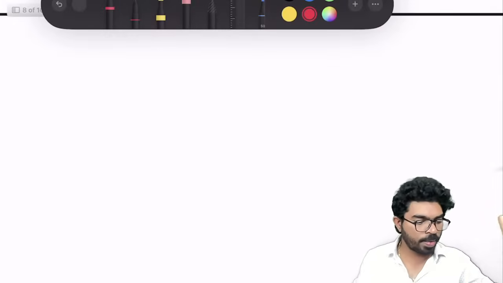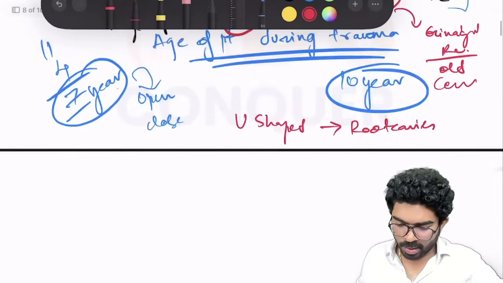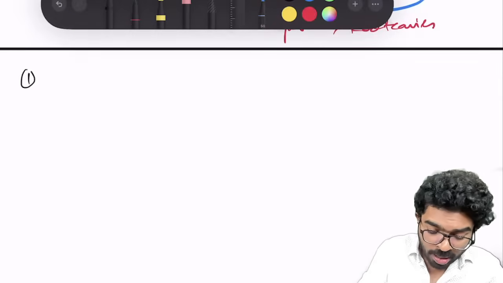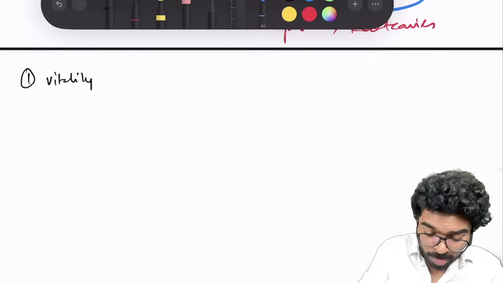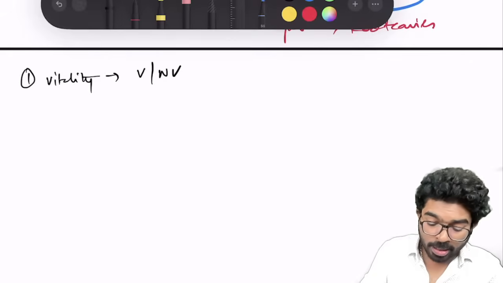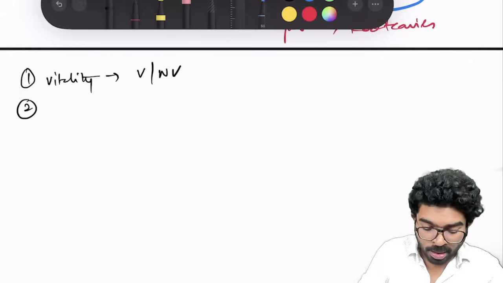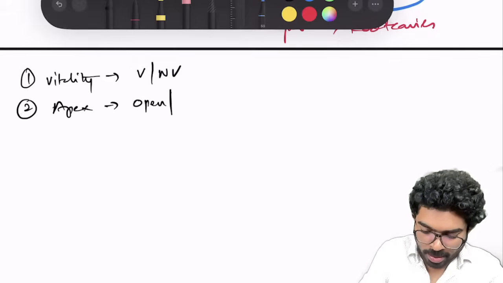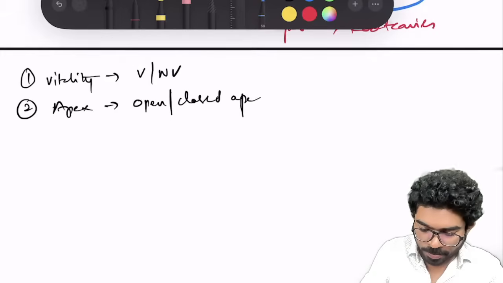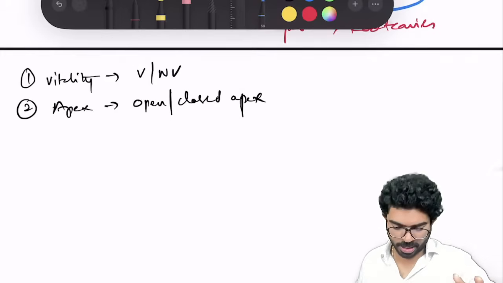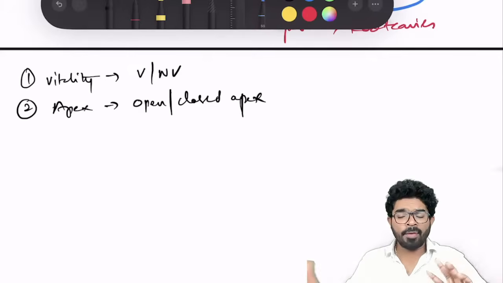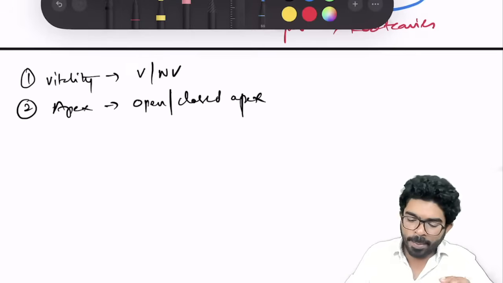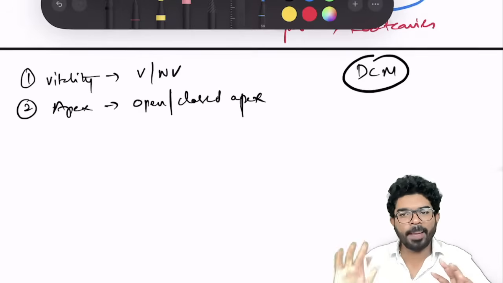Okay, guys, I hope it's very clear. So what information did we get? Information number one, vitality: vital or non-vital. Information number two, condition of the apex: open apex or closed apex. We got these two pieces of information. First, whenever you have a deep caries lesion with a normal pulp and everything normal, we go for deep caries management.